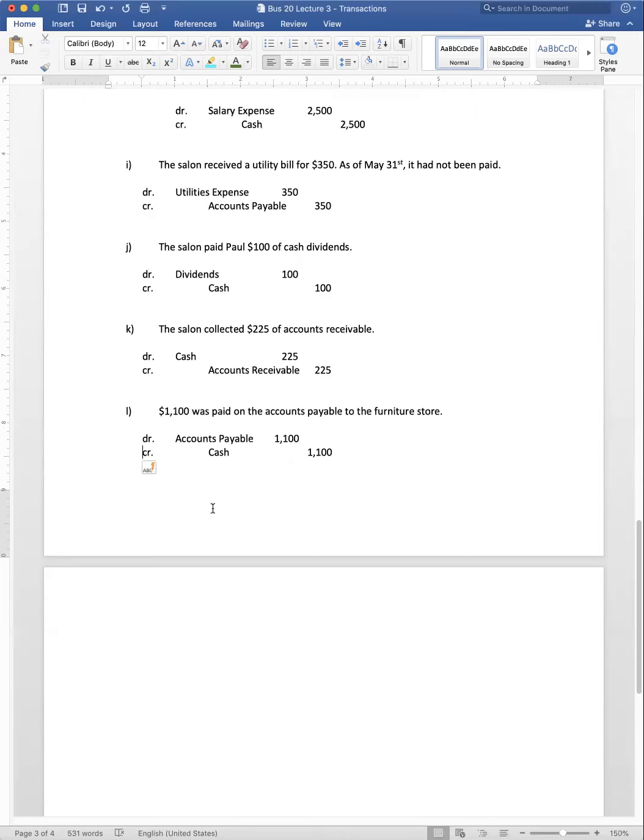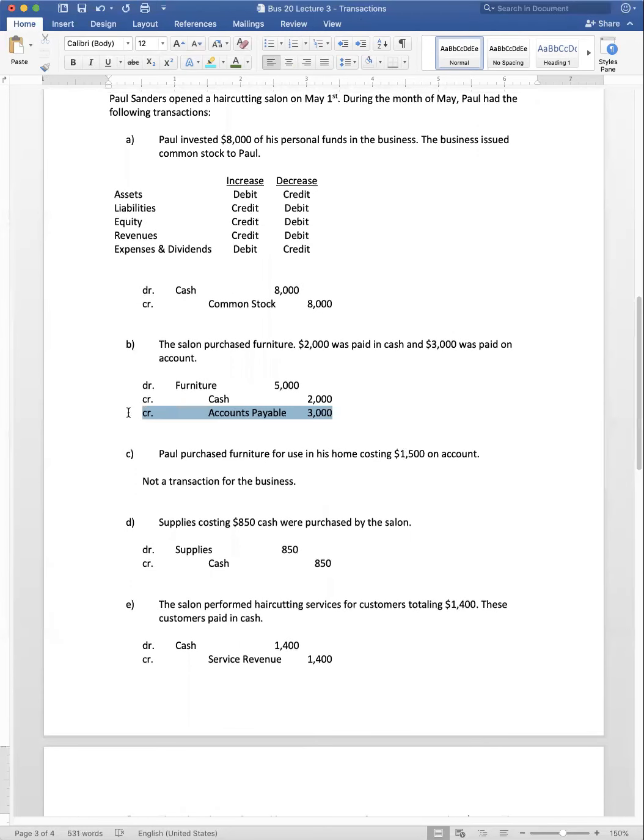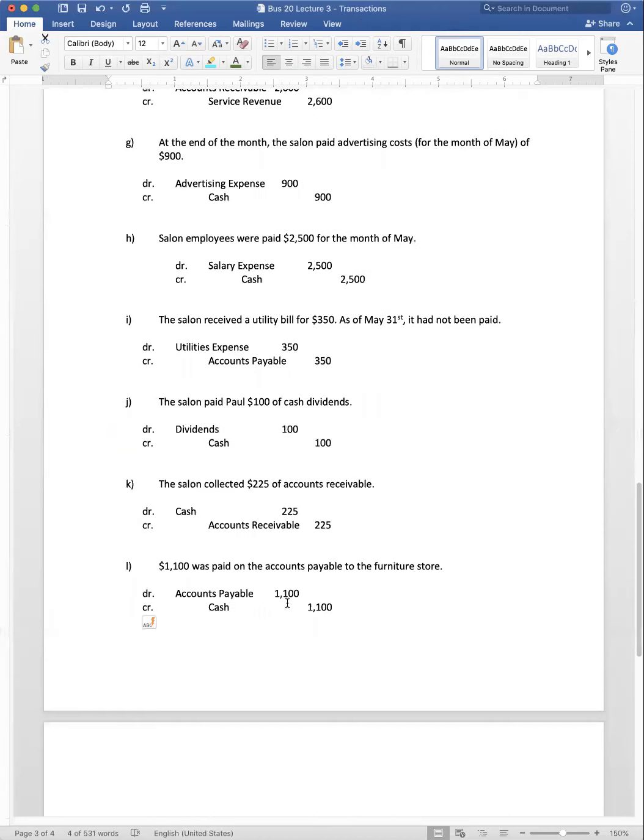Okay, so here with L, we are now crediting cash for $1,100, right? Because cash is decreasing. So when we bought the furniture, we set up accounts payable, we increased a liability, that was a credit. And now that we're paying the accounts payable, we're decreasing it, we're debiting it, and we are also now paying the cash. So cash is the credit.